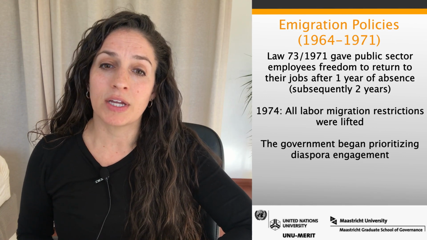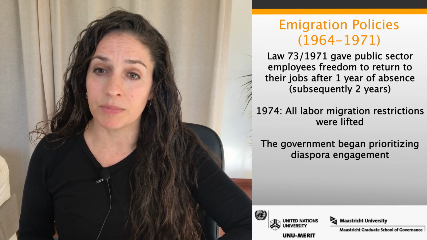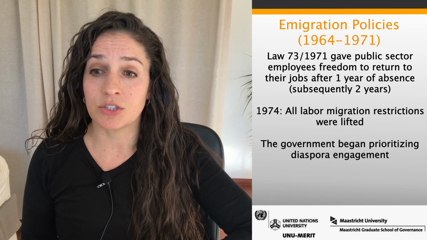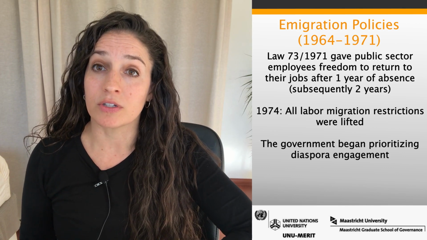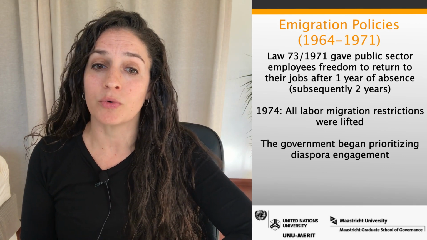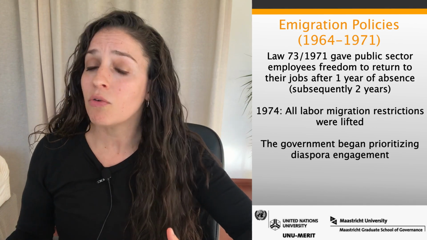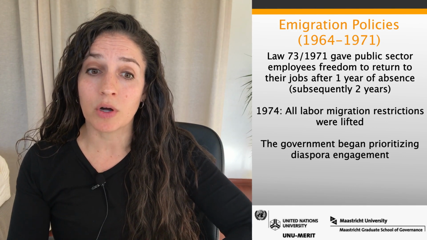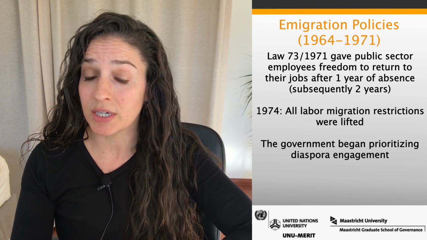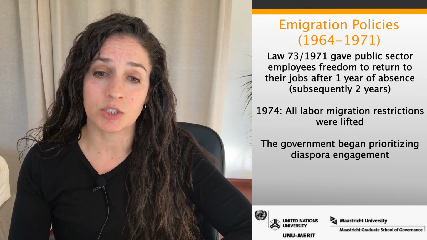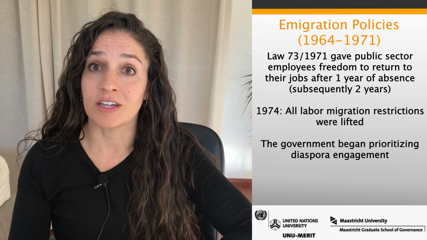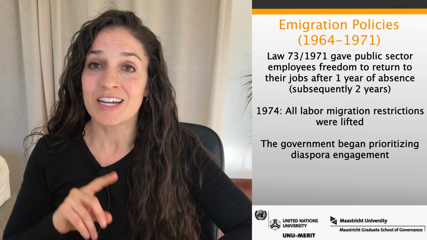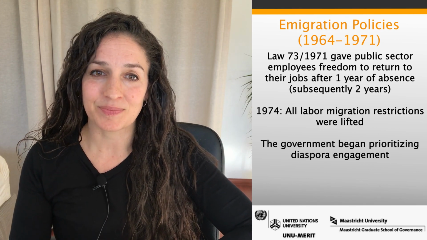Moreover, the Law 73 in 1971 allowed public sector employees to return to their jobs after an absence of 1 year, subsequently extended to 2 years, together with the removal of other legal impediments. So following the open door policy adopted in 1974, all restrictions on labor migration were lifted. With the growing number of Egyptian diaspora abroad, the government took several steps in establishing and strengthening its relationship with the Egyptian diaspora and to regulate immigration. And if you'd like to learn more about the term diaspora and where that comes from and what that is, please check out my video on that.